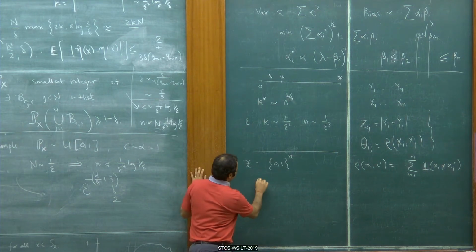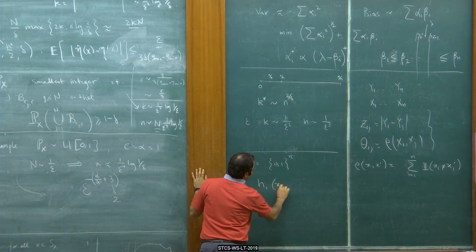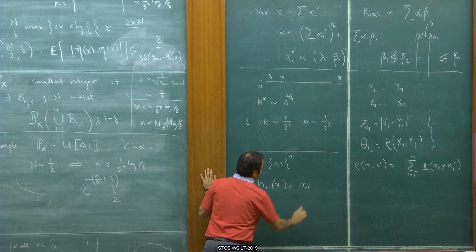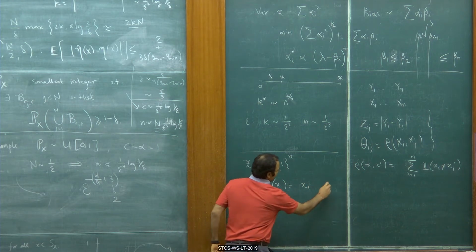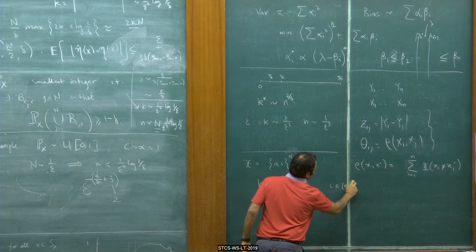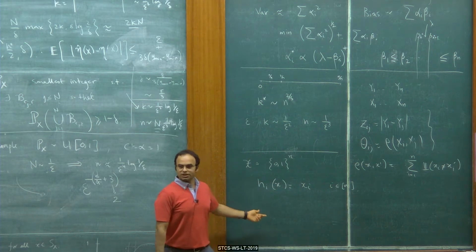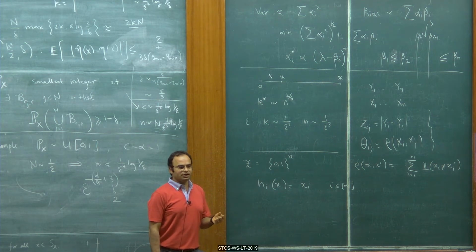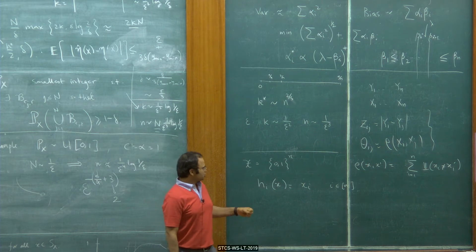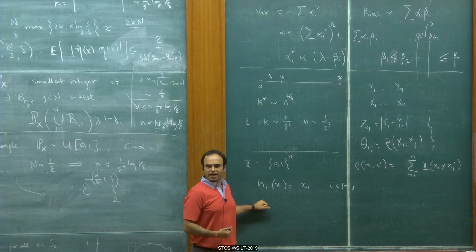Very simple. Here's what we'll do. We'll define a family hi of x equals xi, for i in n. So this is h1, h2, hn. Now what I'll do is random hash by choosing which coordinate to choose for my hash.